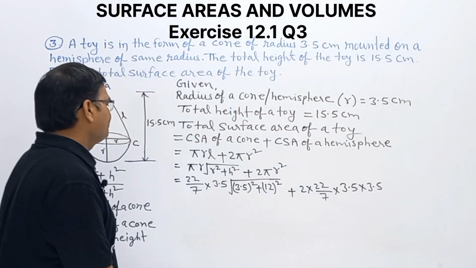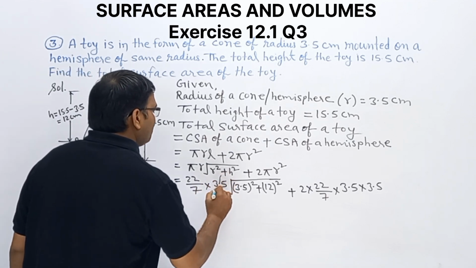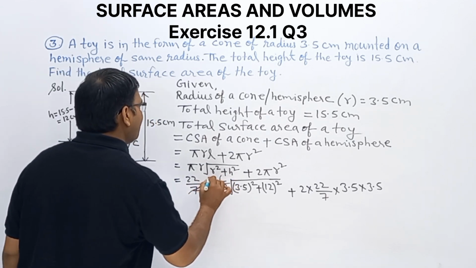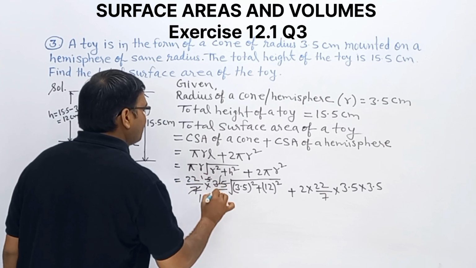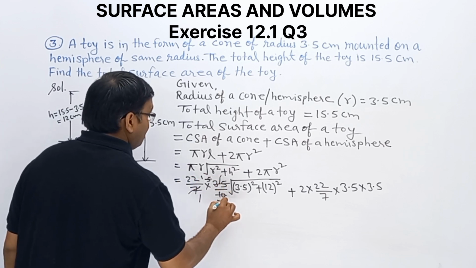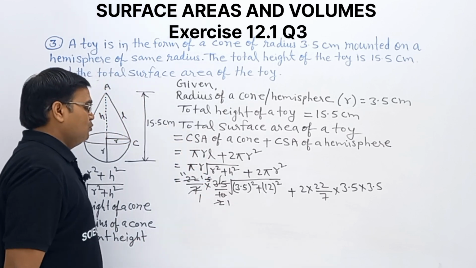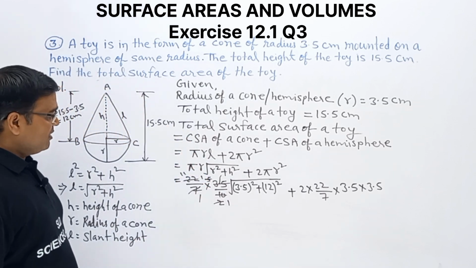Now solve. Simple. Remove this one. 10 we are getting. 7 1s are 7, 7 5s are 35, 5 1s are 5, 5 2s are 10, 2 1s are 2. 11 times it is going.